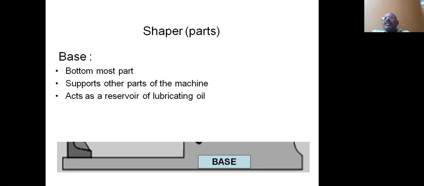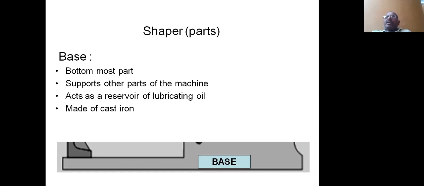Why is this reservoir required? What is the necessity of this reservoir? Here in this shaping machine, the lubricating oil is supposed to circulate continuously. So, for continuous circulation of the lubricating oil, it requires a reservoir. So the cavity or space provided in the base acts as a reservoir for the continuous supply of lubricating oil. That means the base not only supports the entire unit, it also acts as a reservoir for the lubricating oil supply.